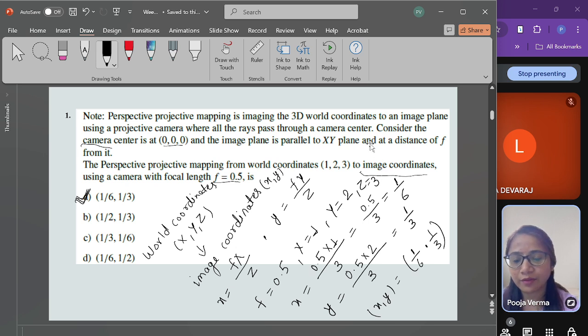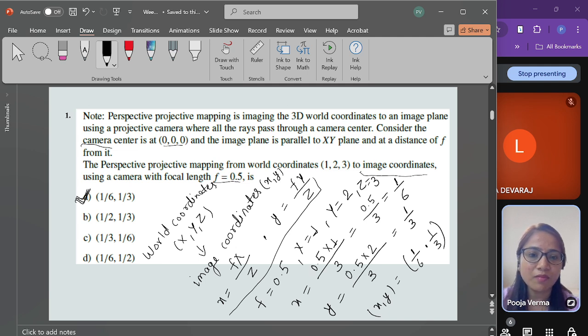As we already know, world coordinates are given as capital X, Y and Z, and image coordinates are represented with small x and small y. The relation between the world coordinates and image coordinates is also called the projection equation, under a pinhole camera model. To map the world coordinates to the image coordinates, we have this relation: small x is equal to f times capital X divided by Z, and y is equal to f times capital Y divided by Z.